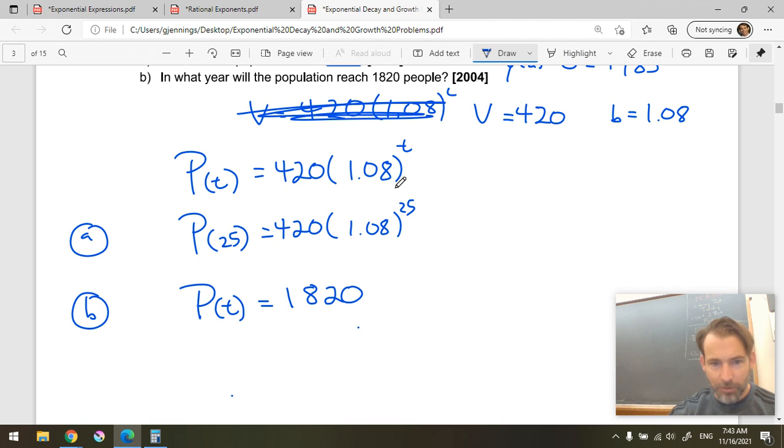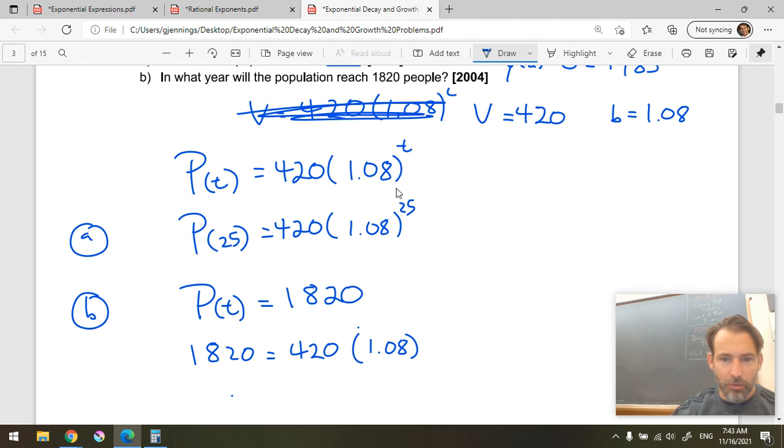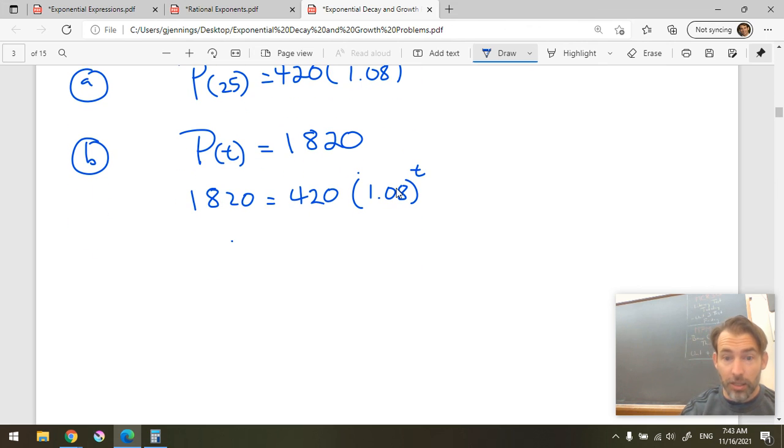Okay, so how do we find it? Well, you set this equal. You say 1820 is equal to 420 multiplied by 1.08 raised to some number of years. All right? Then you divide away your loose stuff. We want to isolate this t as much as possible. We have to observe BEDMAS, but we can move this multiplication over to the other side, no problem.